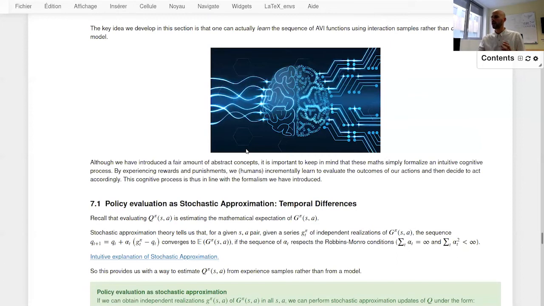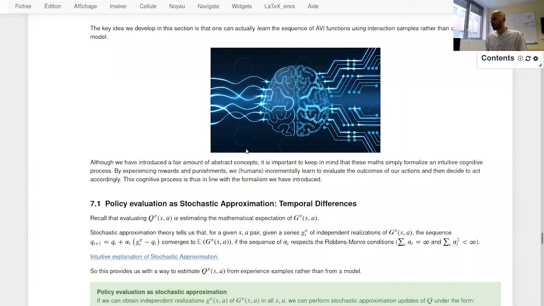Although we have introduced a fair amount of abstract concepts and mathematical notions already, it is important to keep in mind that this math simply formalizes an intuitive cognitive process. By experiencing rewards and punishments in real life, we humans incrementally learn to evaluate the outcomes of our actions and then decide to act accordingly. Evaluating the outcomes of our actions is exactly evaluating Q star, what we can expect to get as an outcome of action A. This cognitive process is really in line with the formalism we have introduced. And we actually learn to evaluate those outcomes without writing the equations of the model down. So there should be an adaptation process that allows a machine to learn those.